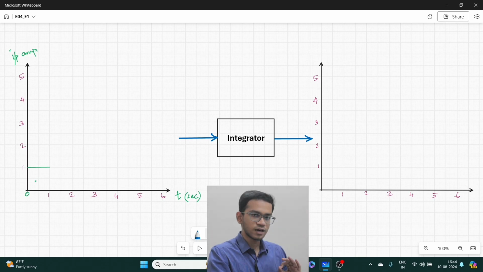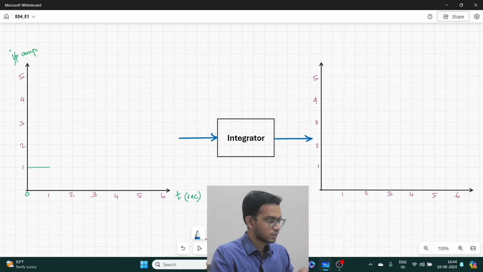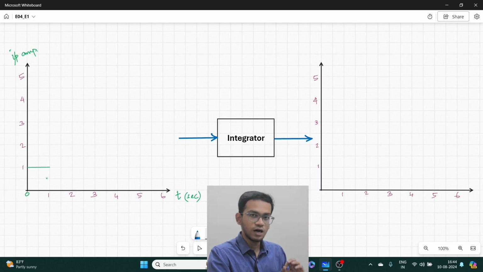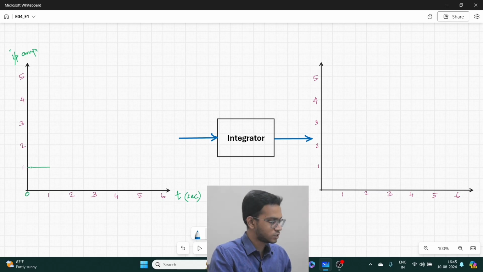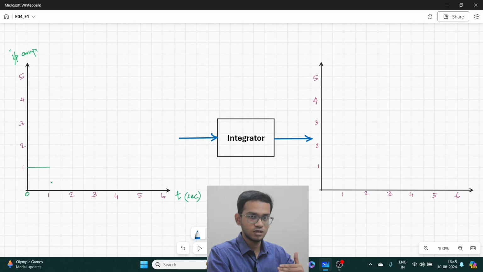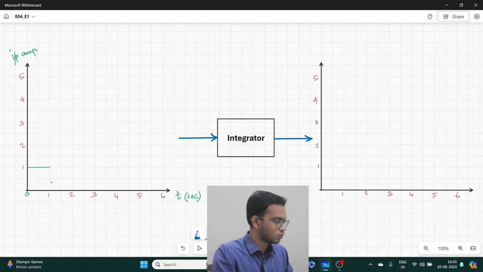So what my integrator does is it computes the area under the curve which is given as input to it. This is my curve right now. So what is the area under this curve until this point? Up to whatever point the curve is present, what is the area under that curve? That's what my integrator computes. So what is the area here? It's 1 into 1, which is 1.